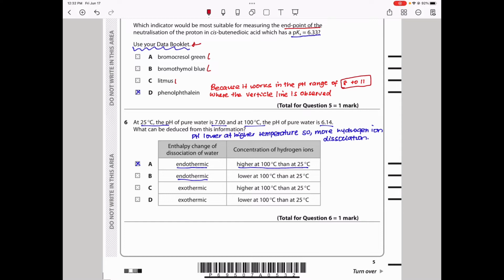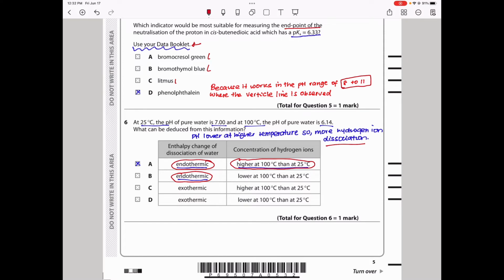What we see is higher temperature, more hydrogen ions are going to be present in solution, meaning the water is going to be dissociating. So there is more dissociation, which increases with temperature. So what we can see here is the enthalpy change of dissociation, of course, is going to be endothermic because it requires heat. And then on the other side, the concentration of hydrogen ions is going to be higher at 100 degrees than at 25 degrees because the solution was more acidic at 100, meaning there were more hydrogen ions released in solution at 100 than at 25 degrees.